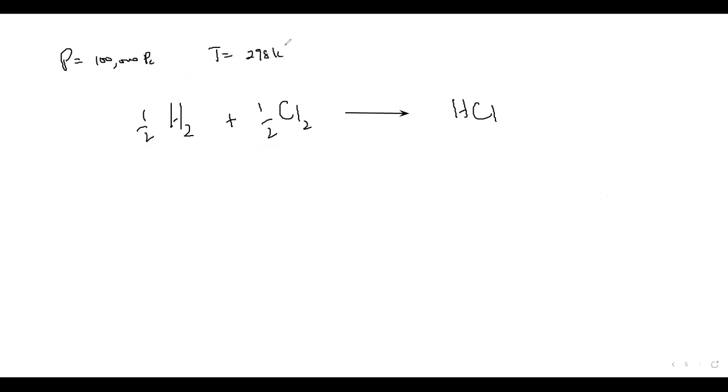Another example, if we have hydrogen reacted with chlorine to form hydrogen chloride, this is half and gives HCl. And the condition, the pressure was say 100,000 Pascal and the temperature is 298 Kelvin. So what we call the energy change, the enthalpy change, we call that standard. Why standard? Because the conditions are standard.